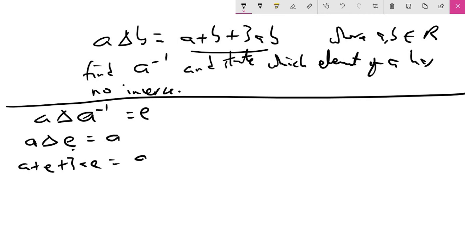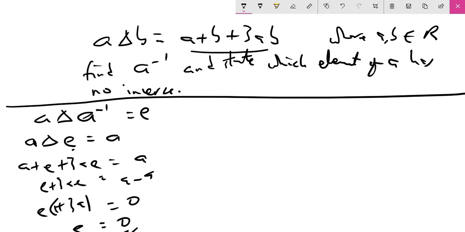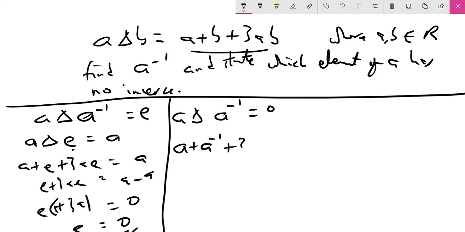So again, we have A plus 3AE equals A. Minus A, E times 1 plus 3A equals 0, and so E is equal to 0. So identity element again is equal to 0. So therefore, A triangle A inverse must be equal to 0. So we apply the operation again. A plus A inverse plus 3A A inverse must be equal to 0.